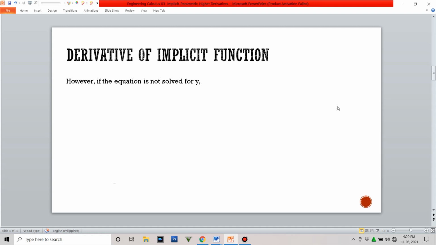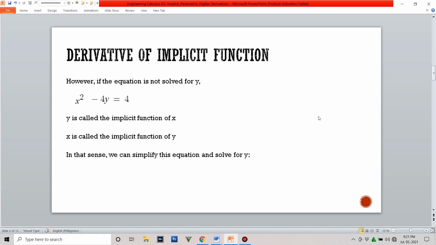However, if the equation is not solved for y, like in this form we have x squared minus 4y is equal to 4, we can say here that y is called the implicit function of x. And x as well is called the implicit function of y. In that sense, we can simplify this equation and solve for y. Hence, we have this equation, y is equal to x squared minus 4 all over 4. And here, y now becomes explicit function of x.